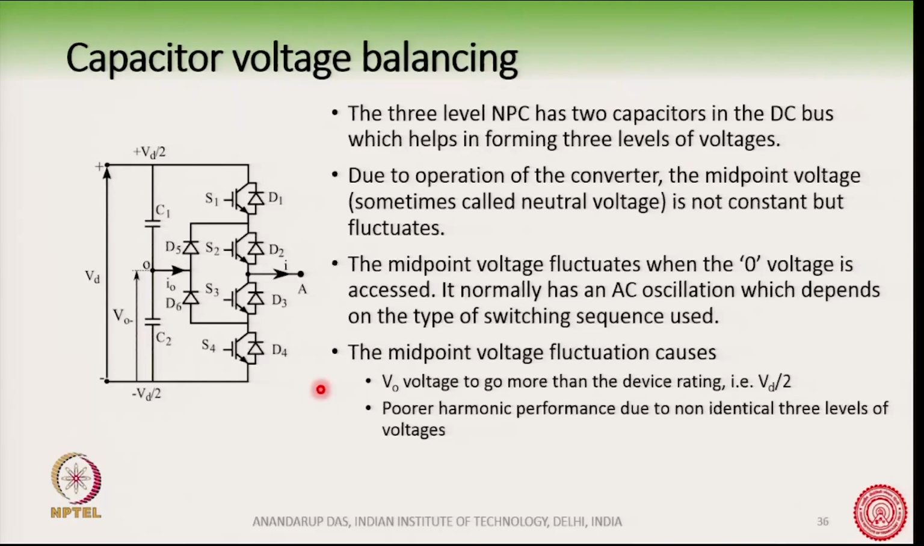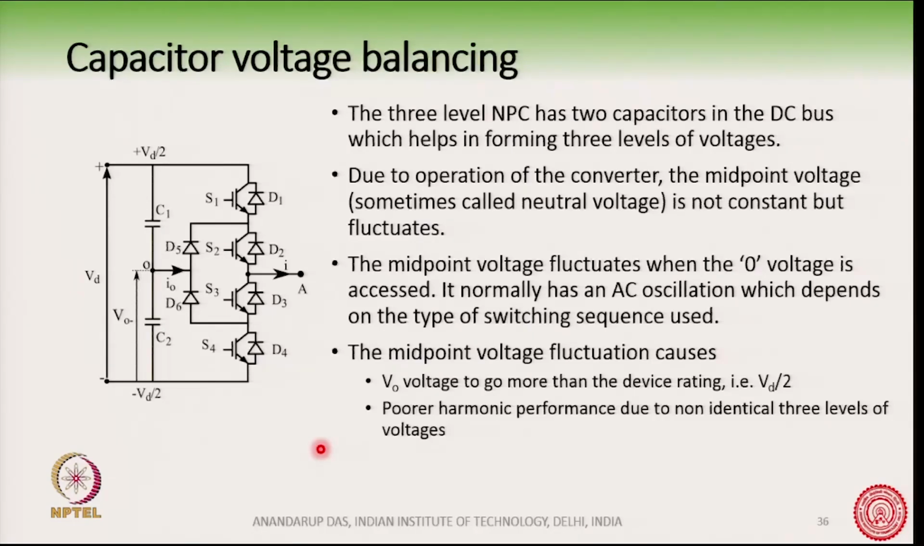We have started our design assuming that all these capacitor voltages are exactly at Vd by 2, and accordingly we will choose our devices with a voltage rating of Vd by 2. But if this midpoint voltage O fluctuates or goes up or down, then the voltage across the device can be more than the voltage rating of the device. So, that is not a good practice.